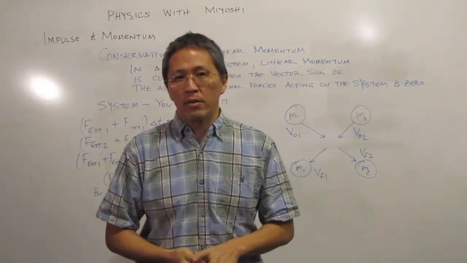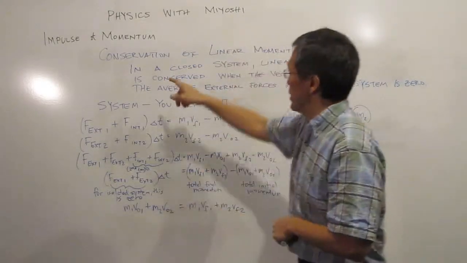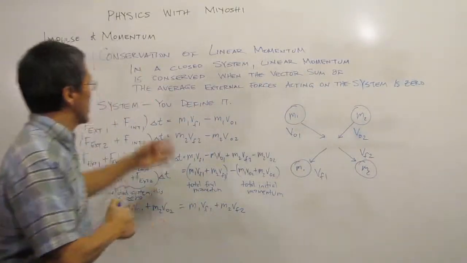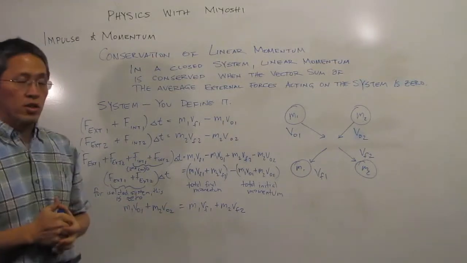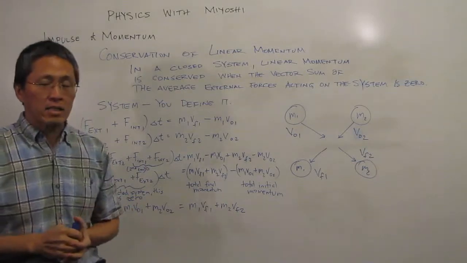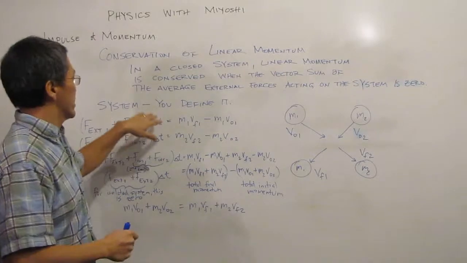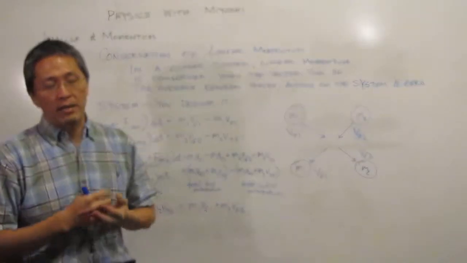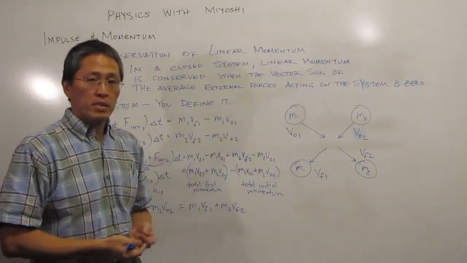We're going to talk a little bit more about momentum, and today we're going to talk about the conservation of linear momentum. The definition, as it says up here, is that in a closed system, linear momentum is conserved when the vector sum of the average external forces acting on the system is zero. Well, first of all, you have to ask yourself, what is a system? The nice thing about a system is you define it. You have to define it in such a way that the momentum is conserved, oftentimes.